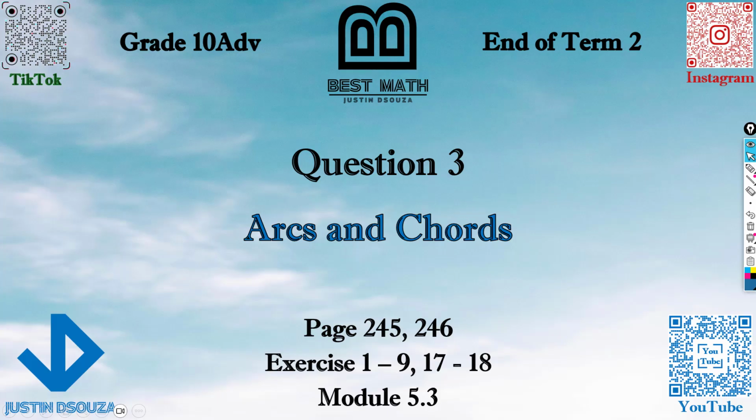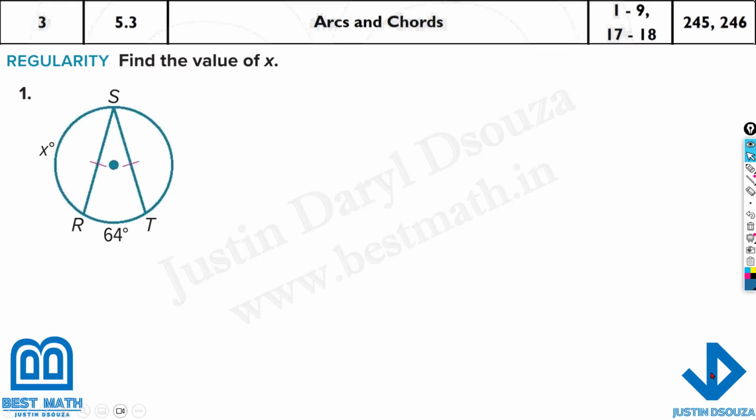Question 3 is about arcs and chords. It's from module 5.3. Here we have to find the x value. Remember, whenever the chords are equal, see this chord is equal to this chord, isn't it? Then whatever the angle formed here will be the same angle at the other side. If this is x, this is also x. If this was 70, this is also 70. So they cut the circle such that the angles are equal.